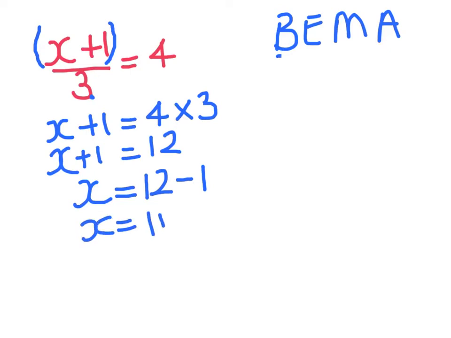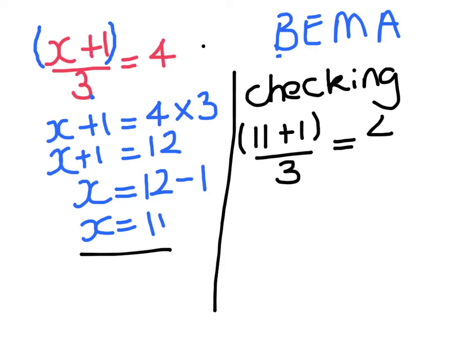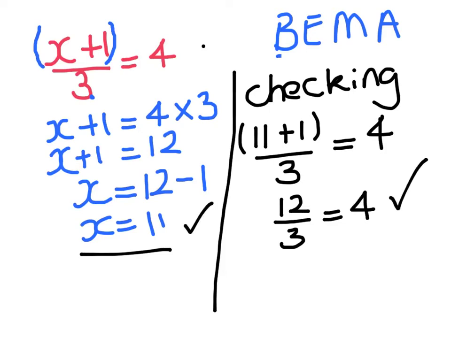Like with every part of this topic where we're solving equations, you should always be checking your work. Remember, if you are going to check something, you need to tell the person who's examining you that you are checking. So let's just check. We're going to check if x equals 11 does in fact work for that equation. If x equals 11, we have (11 plus 1) over 3 equals 4. 11 plus 1 is 12 over 3. Does it equal 4? Well, 12 divided by 3 is 4. So that's right, which means we know that answer is right.